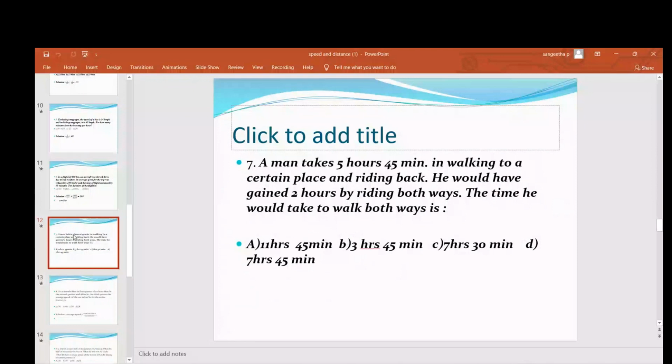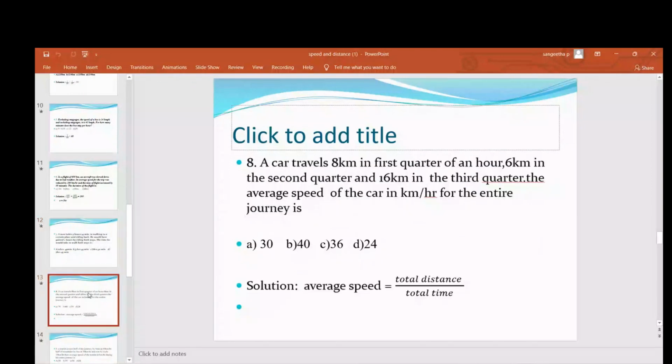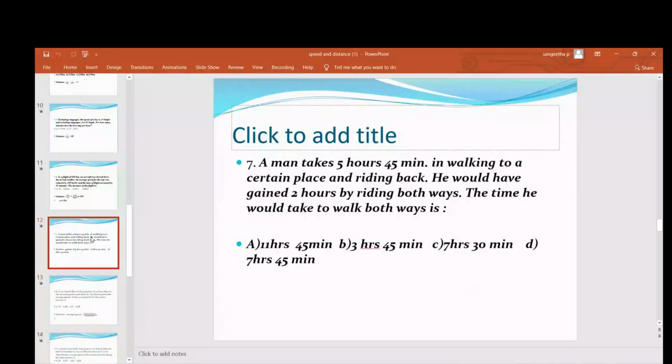Next, problem number 7. A man takes 5 hours 45 minutes in walking to a certain place and riding back. He would have gained 2 hours by riding both ways. The time he would take to walk both ways, we have to calculate. Let's read the problem and understand, then you can easily solve it.